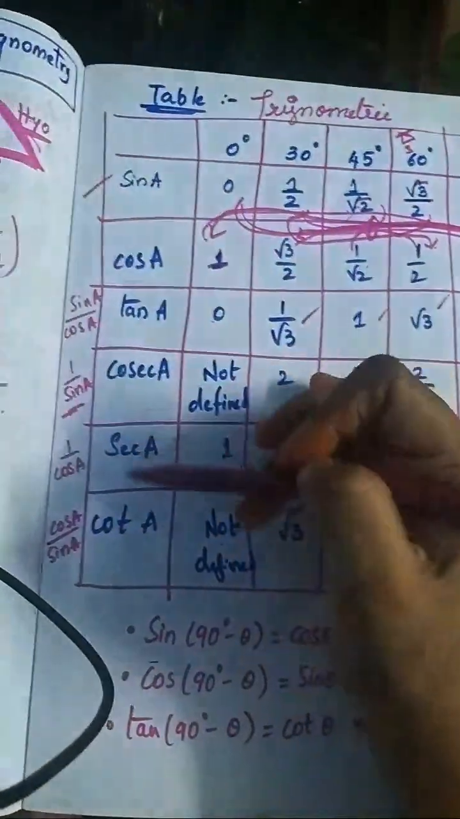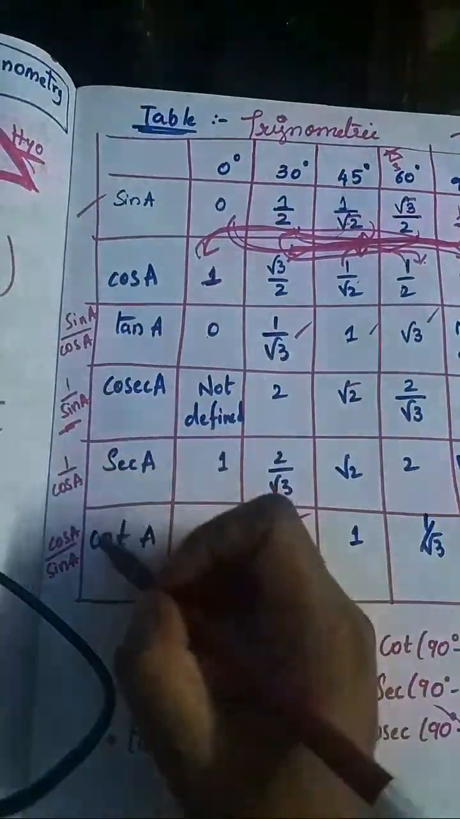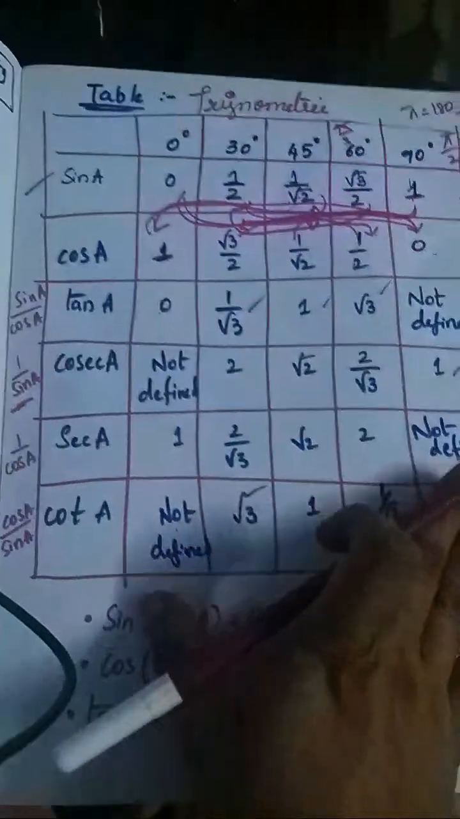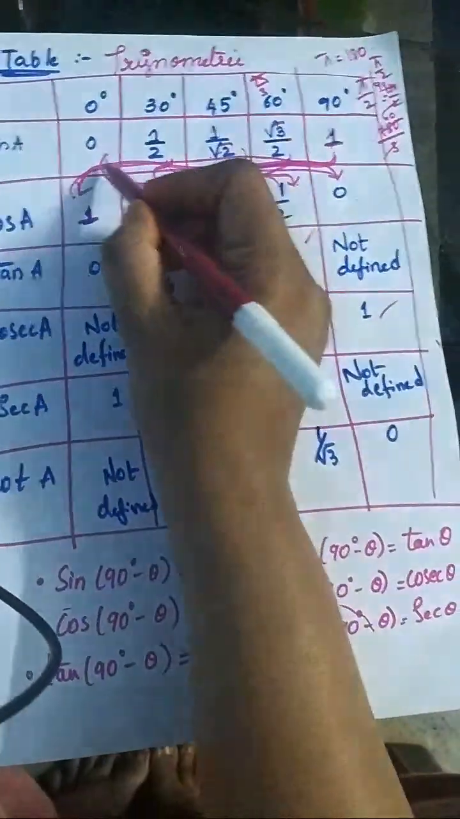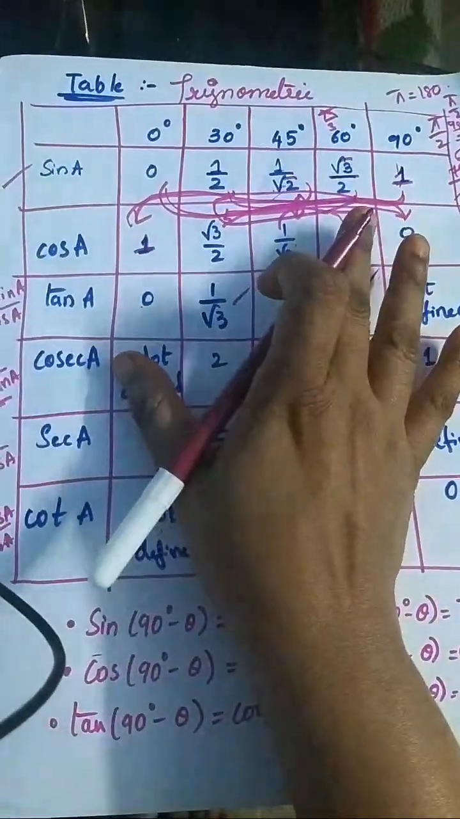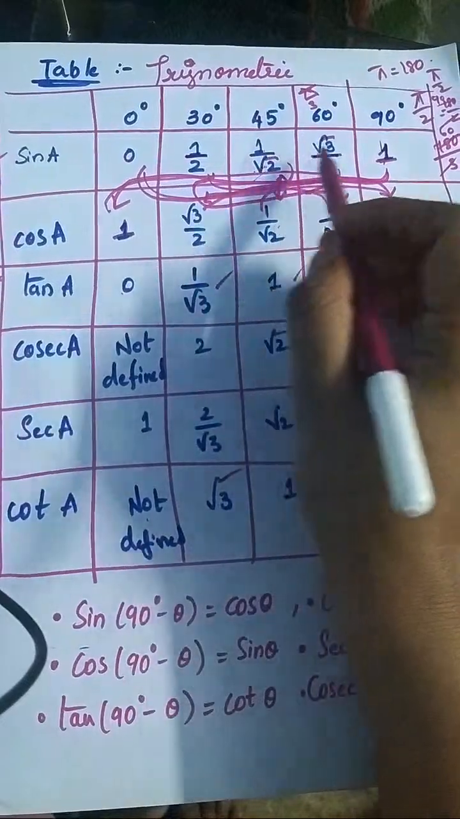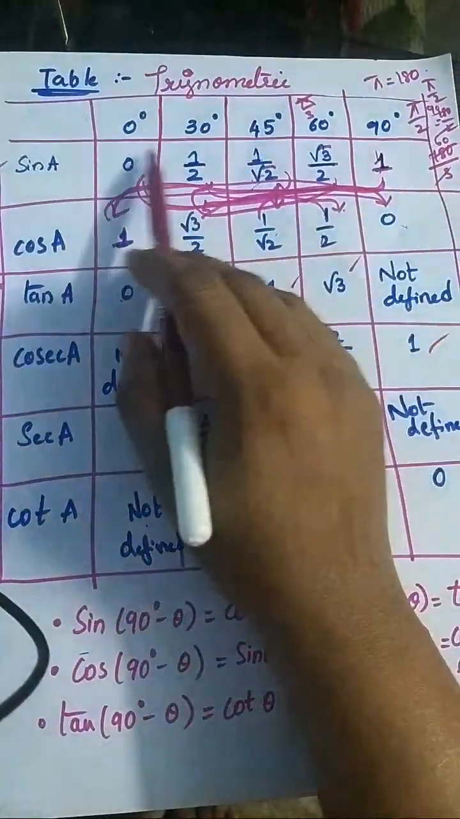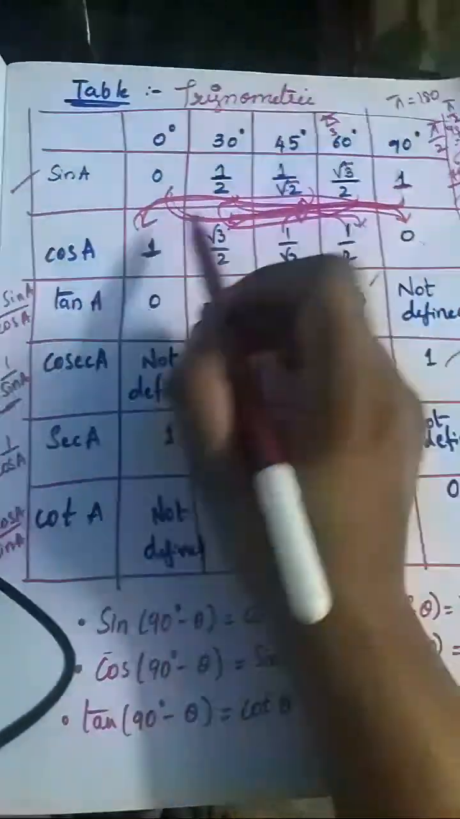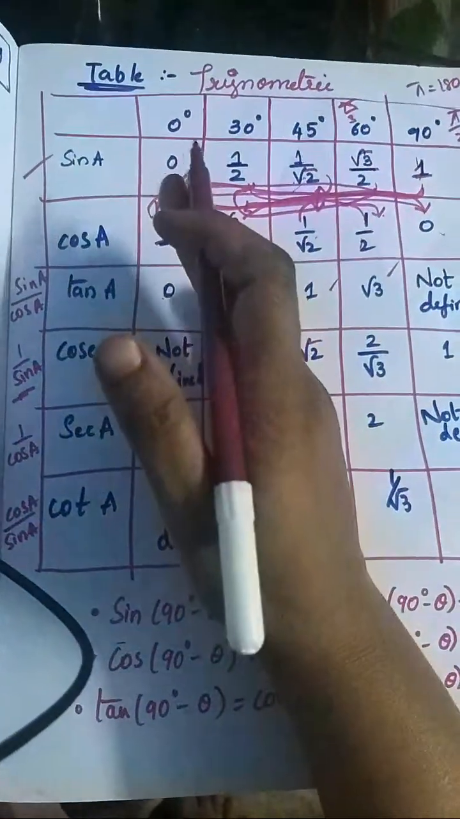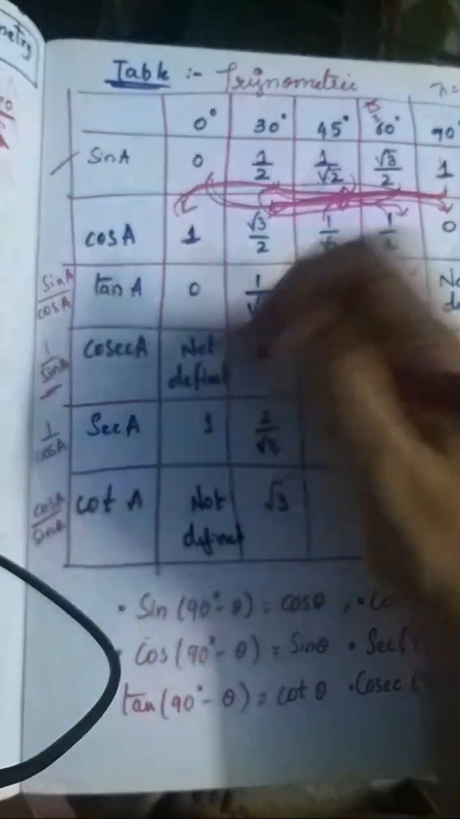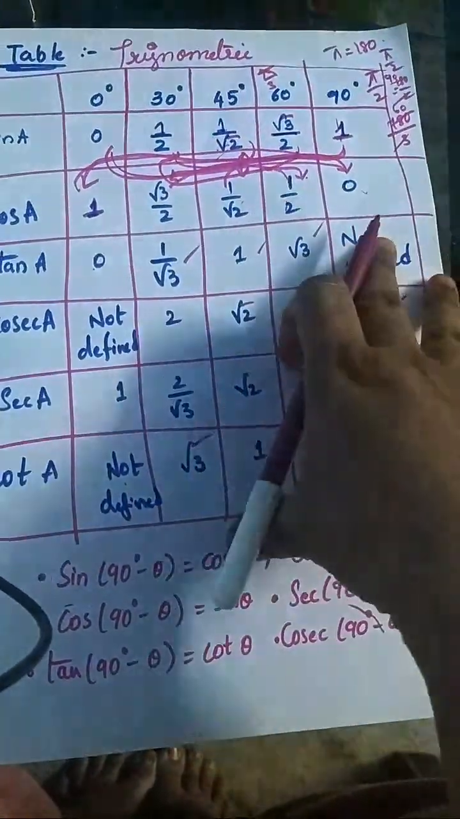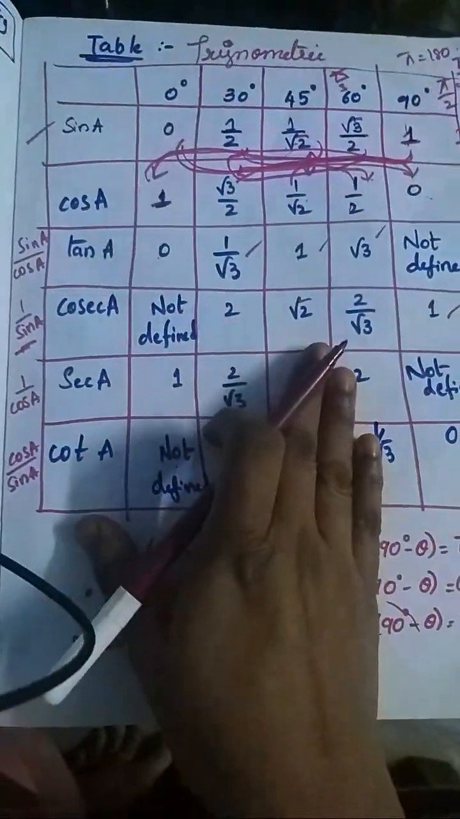Cos by sine, I am explaining you everything. I explained you a very easy method. This one you have to remember: 0, 1 by 2, 1 by root 2, root 3 by 2, 1. If you remember perfectly, you can easily write the cos values. If you get the sine and cos values, you can get tan A, cosec A, sec A, cot A easily. Very easily you can draw the table completely.